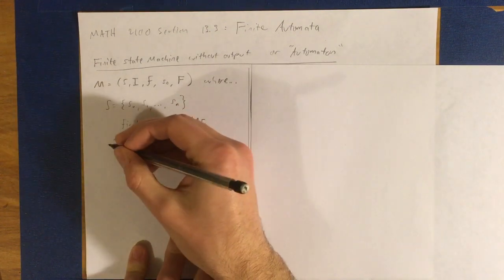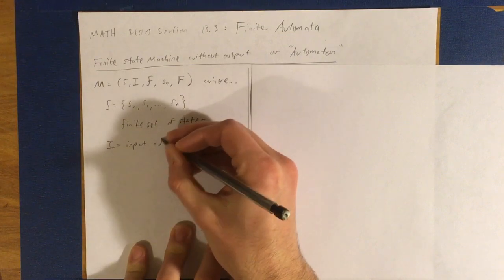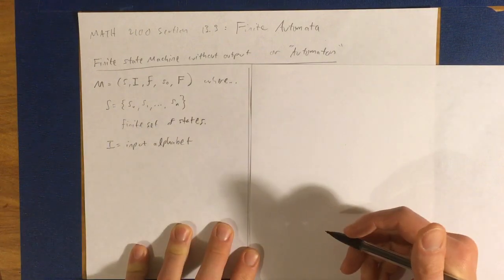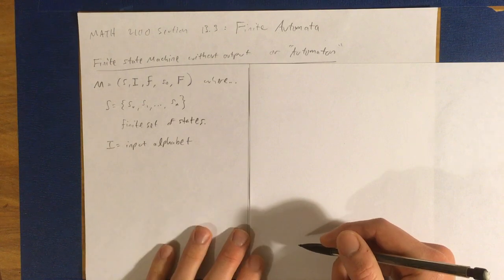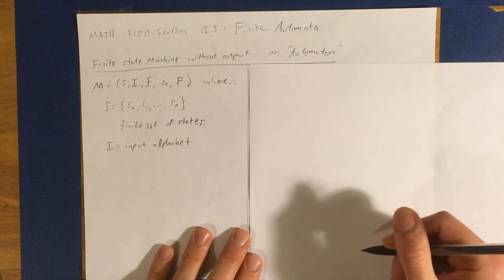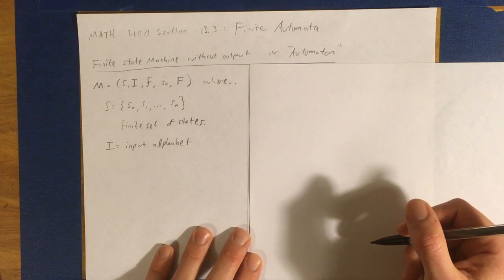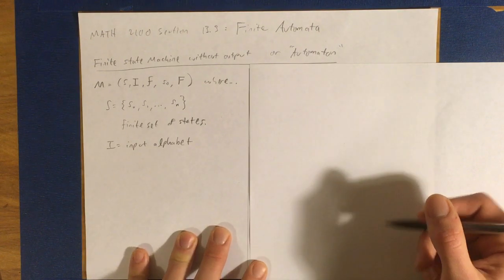So then we've got I. I is your input alphabet. It is the set of characters that the machine is expecting as inputs. So like in C++, that set is huge, right? It's like any character you can type into a computer. But in our cases, we're going to keep it limited to things like ones and zeros. In many cases, it's just going to be 0 and 1.